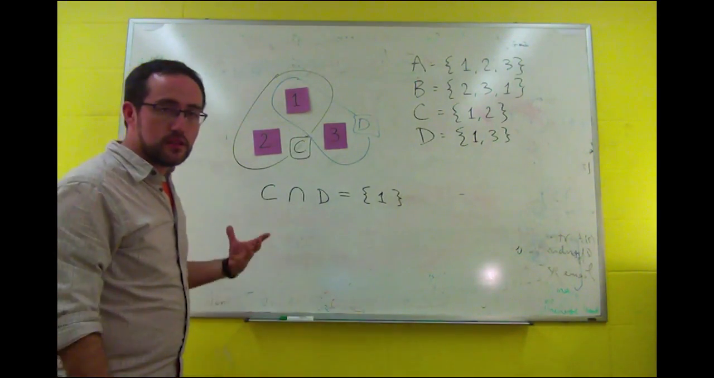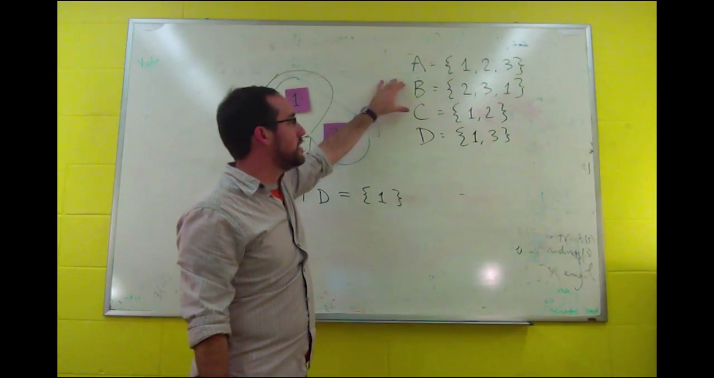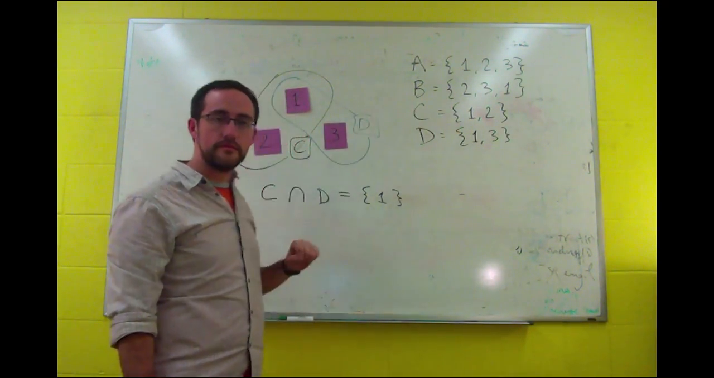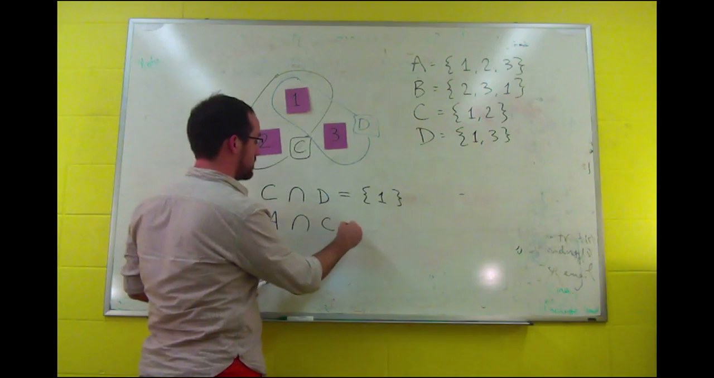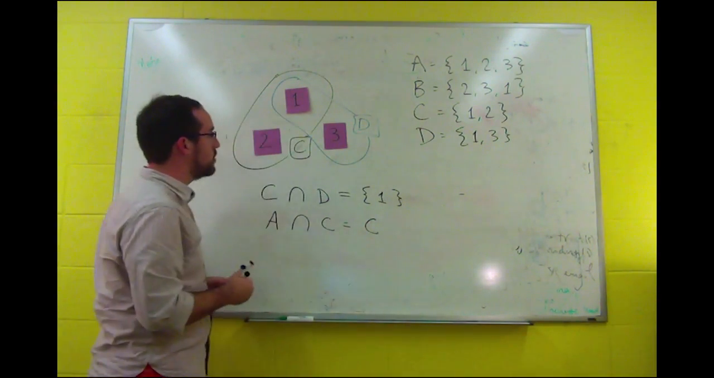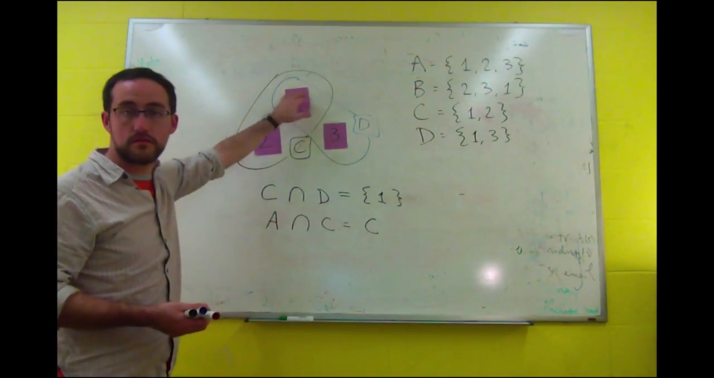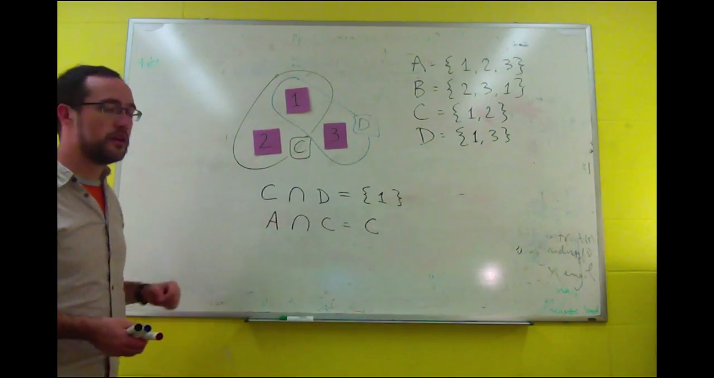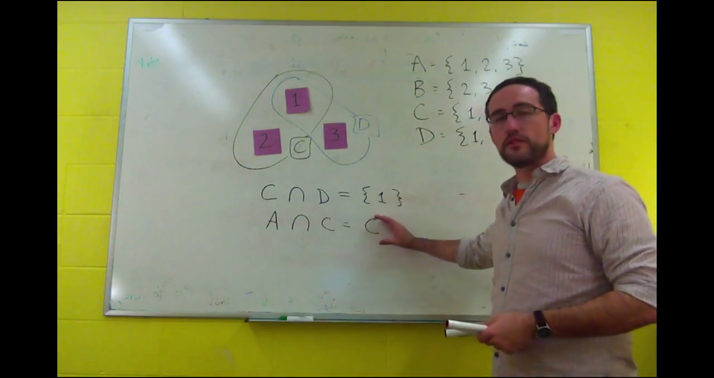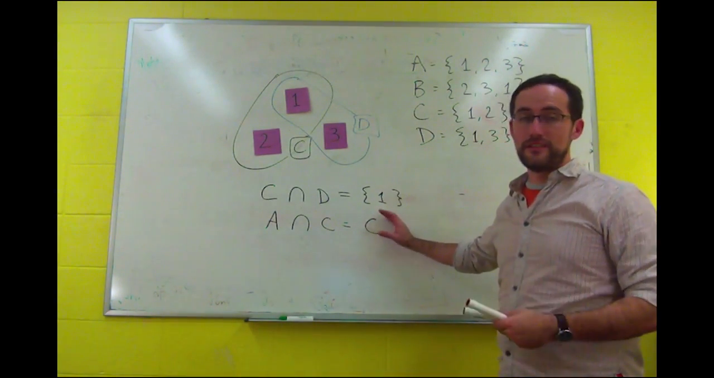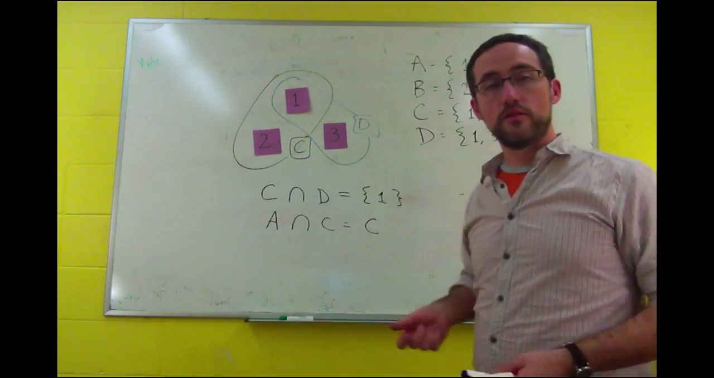You can think of subsets in terms of intersection as well. If C is the subset of A, then the intersection of C and A is C. So the intersection of A and C is just C. Why? Well, because A is 1, 2, and 3, C is 1 and 2. So what are the members in both sets? It's 1 and 2, which is C. So we can redefine the subset relation in terms of intersection, and we can also redefine intersection in terms of a subset relation. And that's a kind of interchangeability that we can use to our advantage.